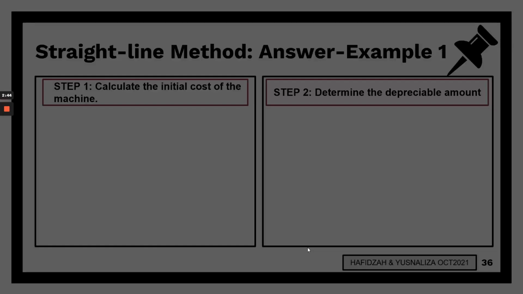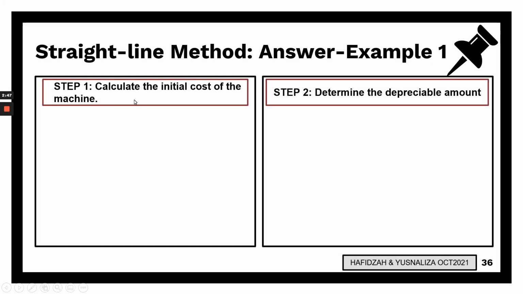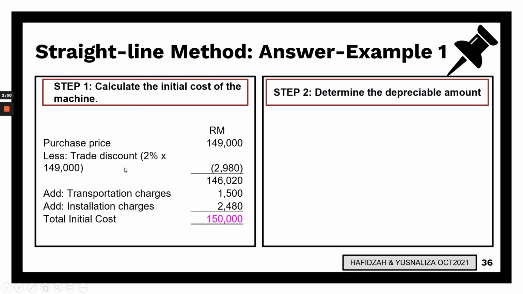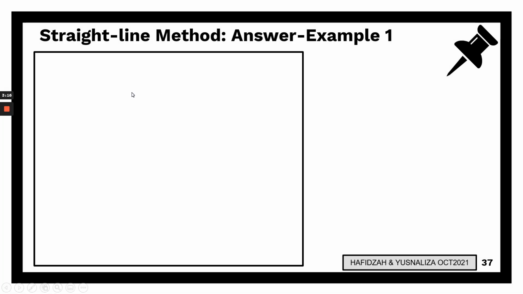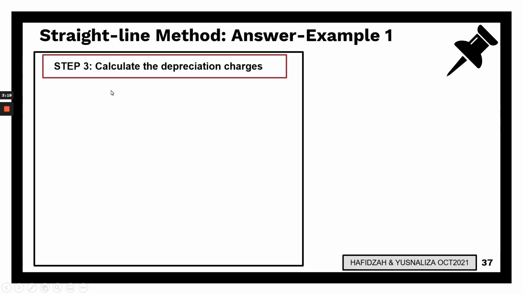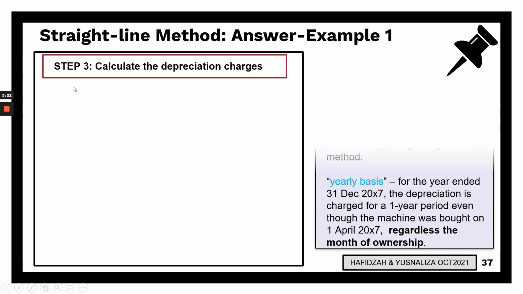So let's do that. The first step is always to calculate the initial cost. As I've mentioned, the trade discount must be deducted from the purchase price and added with the directly attributable cost. So your initial cost is 150,000. The depreciable cost is calculated by taking away the 5,000 from the initial cost. So the depreciable amount or depreciable cost is 145. That will be used in the calculation of the depreciation charge for 2000x7.